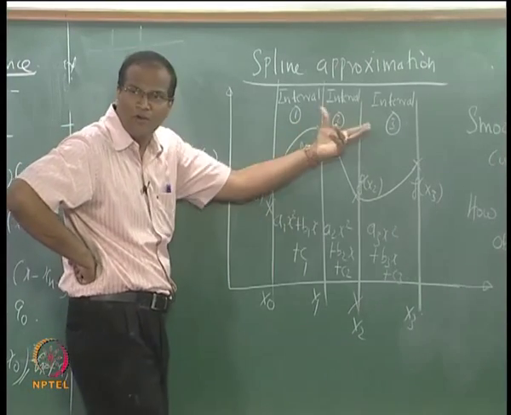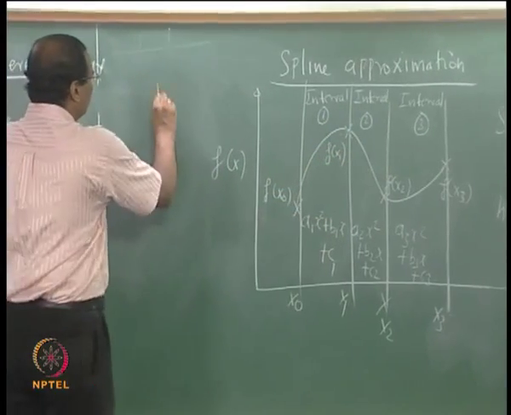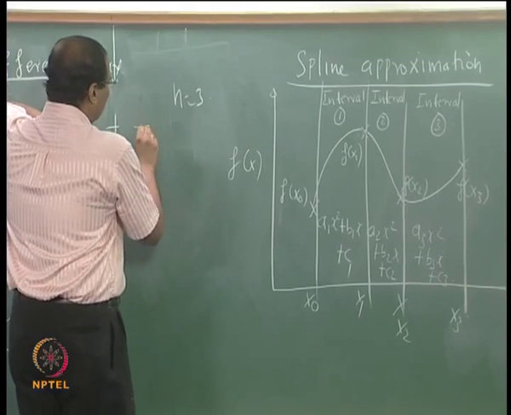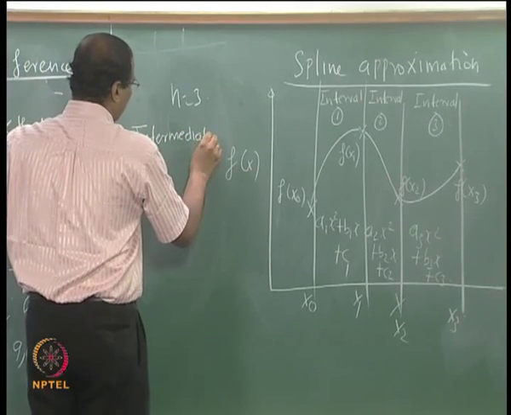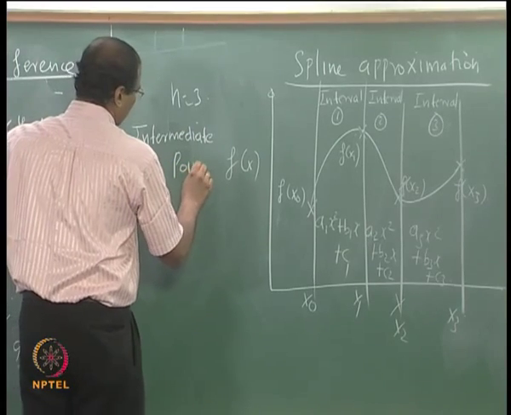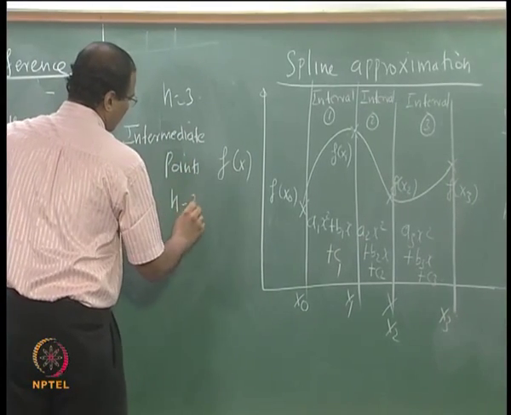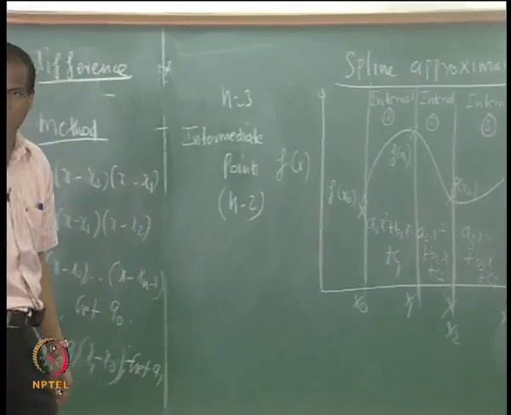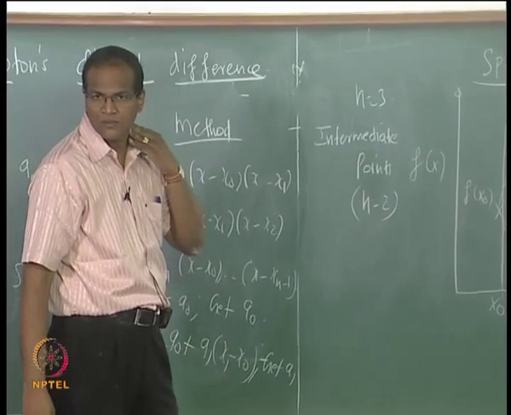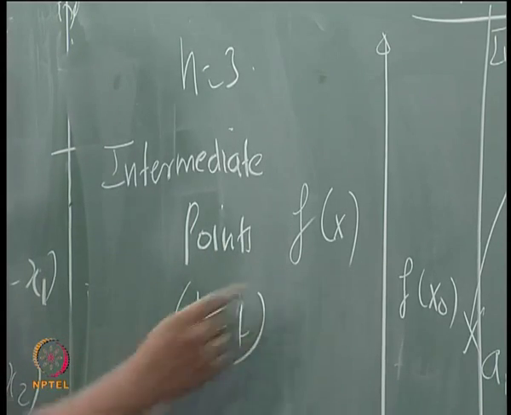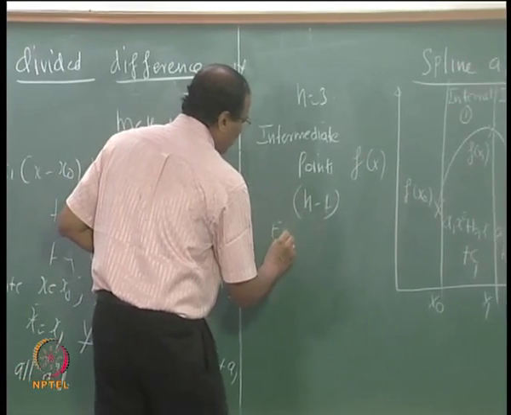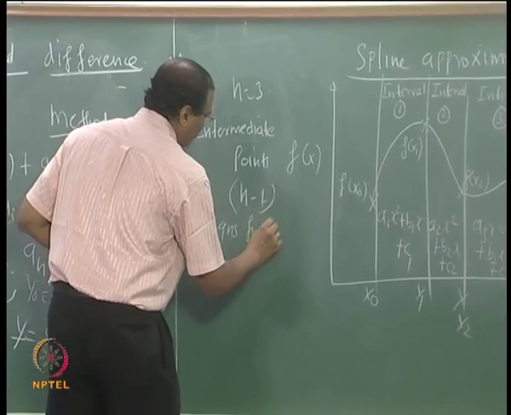The total number of intervals is 3, so n is 3. Intermediate points: n minus 1. So how many equations for intermediate points? How many are there?